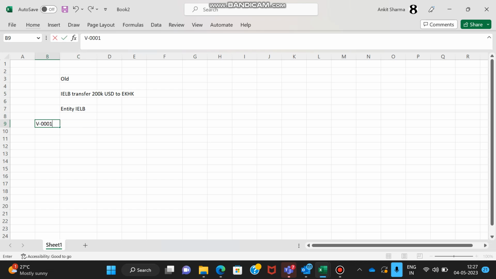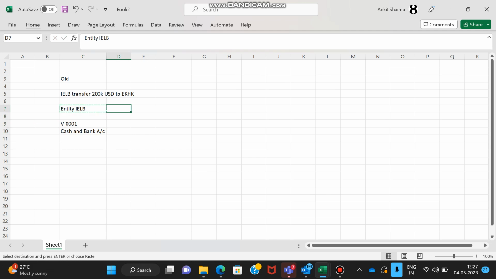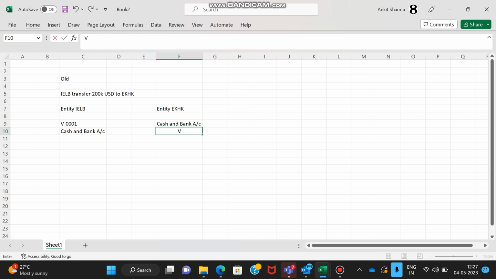He will select the vendor code and credit the cash and bank account. And on receipt of the fund, the accountant of Ekistruck Hong Kong will debit his bank account where the funds are received and credit the vendor code of IELB in his books of accounts. As you know, these vendor codes are linked to the GLs based on the vendor group selections. So that's how the transactions were happening in the old mechanism.